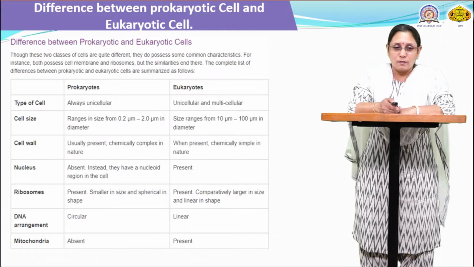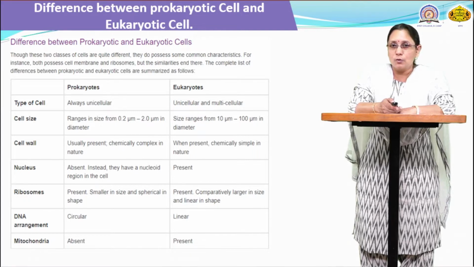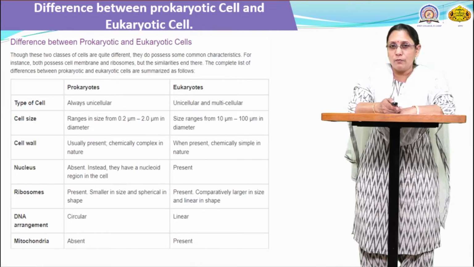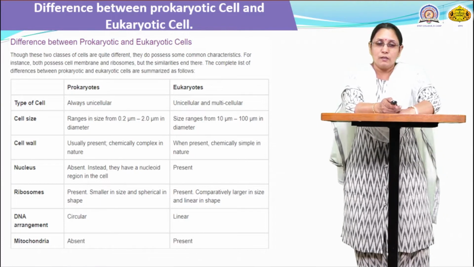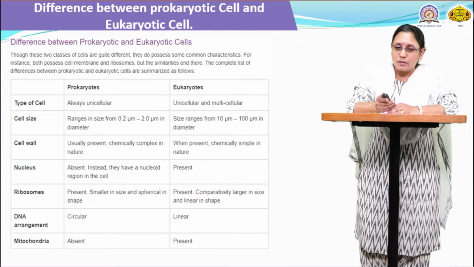So what about the nucleus? In prokaryotes, rather than a nucleus, the structure present is known as a nucleoid, which is without nuclear membrane. That's why we say that a true nucleus is absent in prokaryotes, while the name itself indicates eukaryotes means true nucleus, right? So in eukaryotes the true nucleus is present.